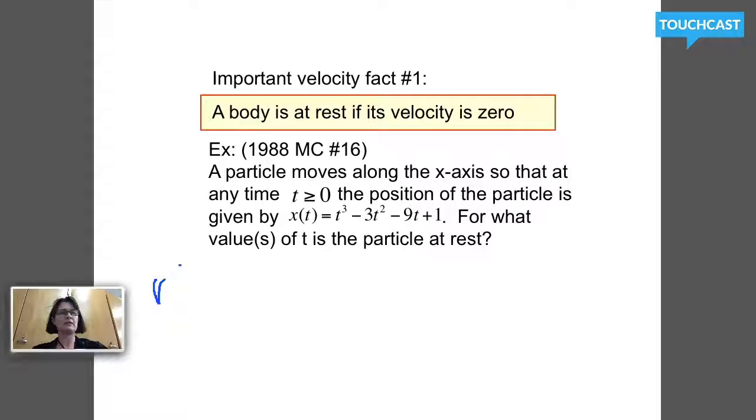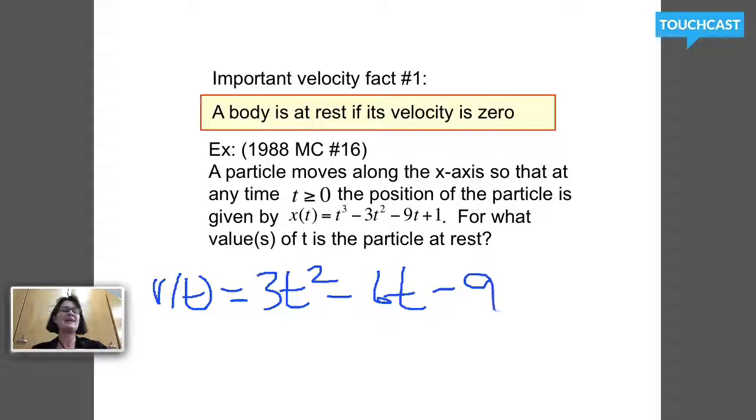Wow, that looks a little funny. Let me fix that. V of t. Make sure you're labeling these functions. I could label my answer v of t. I could label it x prime of t. It means the same thing. The derivative of position is velocity. That's going to be 3t squared minus 6t minus 9.